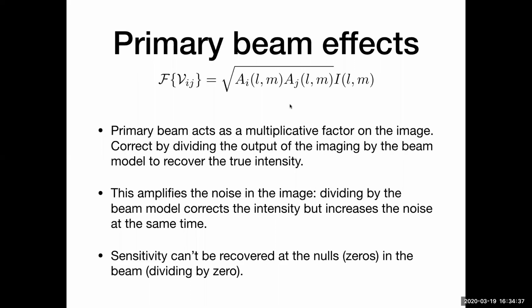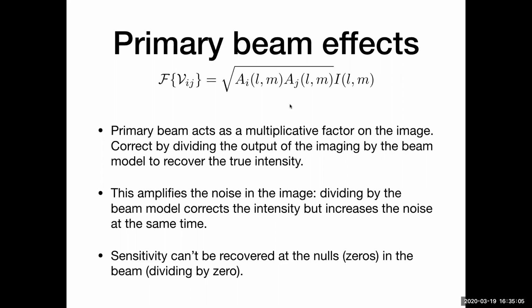I want to ask a quick question. Is the primary beam the same as the antenna beam? Yes, in the sense that if your antenna is producing the signal that you're correlating, then yes. But you can talk about systems where the term antenna beam is ambiguous.